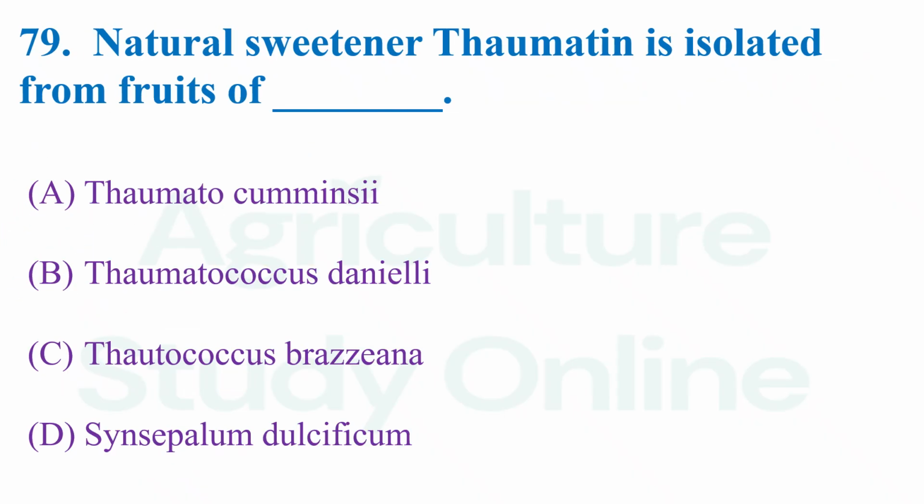Question number 79. The natural sweetener thaumatin is obtained from fruits of, so it is obtained from Thaumatococcus daniellii. It's a plant which is native to West Africa, and the fruits contain thaumatin, that is a natural sweet protein. It is used as an intense sweetener or flavor enhancer. So the correct option over here is option B, that is Thaumatococcus daniellii.